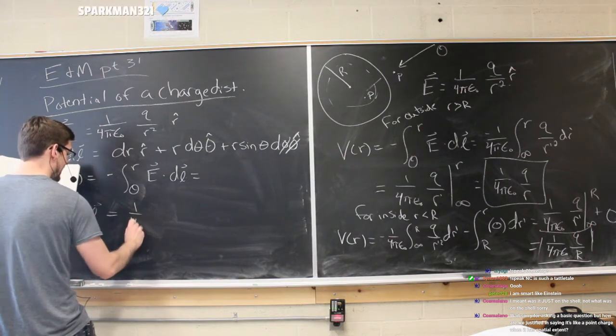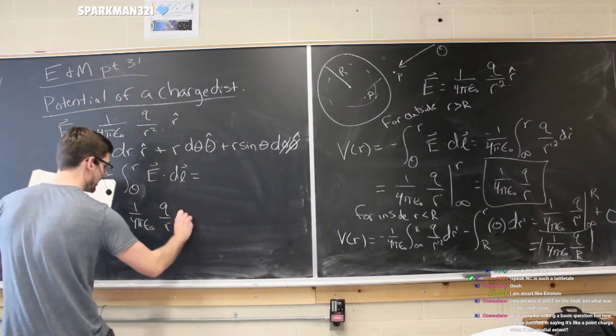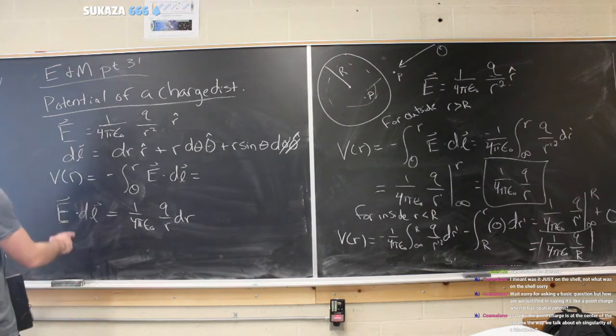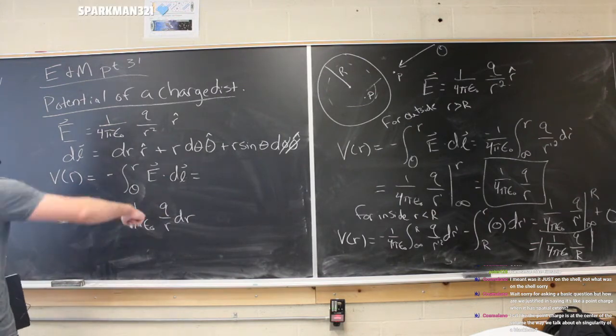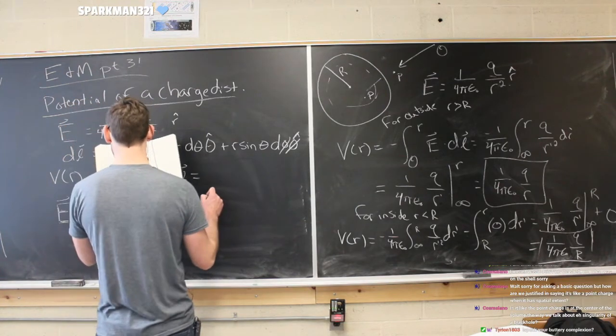We'll get E dot dl is equal to 1 over 4 pi epsilon naught times q over r squared dr. So what we have here is E dot dl is equal to this. Then we can plug this up here. And what do we get for the potential?